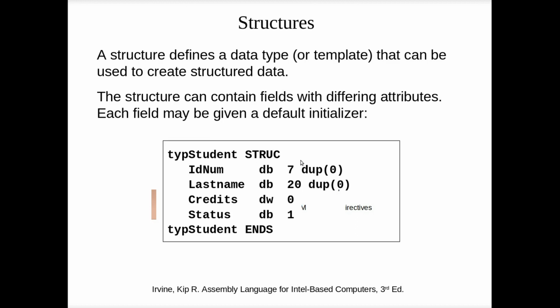The status is whether someone's a freshman, sophomore, or other student, stuff like that. So in total, you're going to allocate 7 plus 20 plus 2 for the word plus 1, so you're going to allocate 30 bytes of storage for each one of this structure. And these will all be grouped together in one spot. Structures are very similar to classes from the more modern programming languages, except structures do not have methods attached to them. They just have the fields.